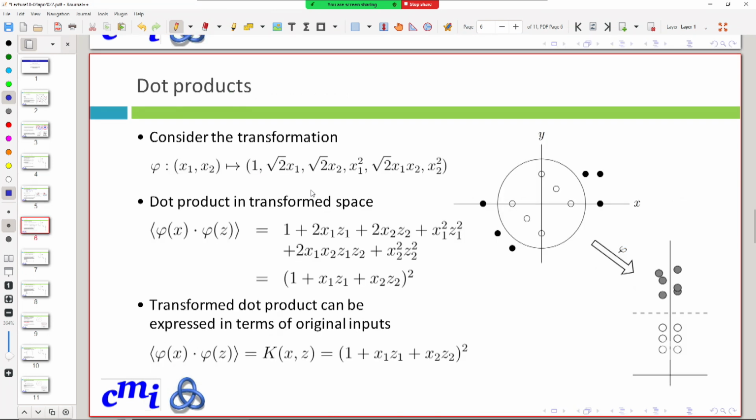Suppose your mapping was something like this, which is a fairly complicated object. If you start expanding this out, eventually you will arrive at something like this. Therefore, I do not actually need to do this mapping first and then take the dot product. Whenever given x and z, I can directly compute this value. This is called a kernel function. This method of not projecting, but directly computing this dot product using a smaller function, is called the kernel trick.